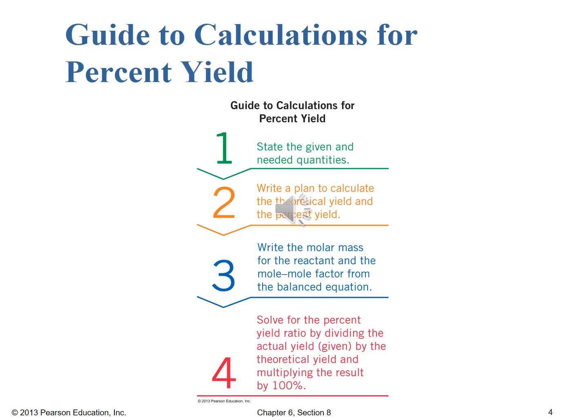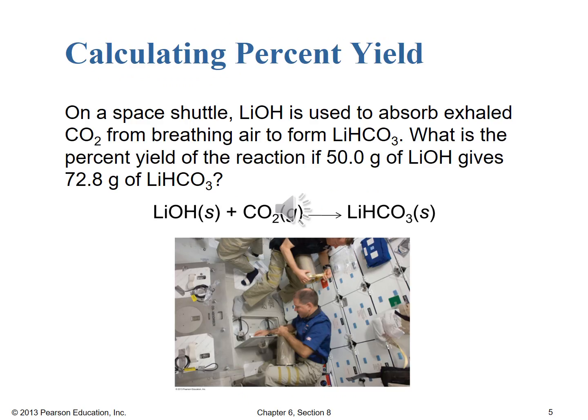So as we've done so many times now in the course, let's develop a guide to these calculations for percent yield. First, we're going to state the given and needed quantities. We've done that for pretty much every guide we've come up with. The second step here is going to be to write a plan to calculate the theoretical yield and the percent yield. Next, we'll write the molar mass for the reactant and the mole-mole factor from the balanced chemical equation. And then finally, we can solve for the percent yield by dividing the actual yield by the theoretical yield. That's our ratio, then multiplying that result by 100%. So it doesn't sound too bad, and hopefully after some practice it won't feel too bad, but the first couple of times might be a little rough here, so please pay attention carefully as we work through one of these examples.